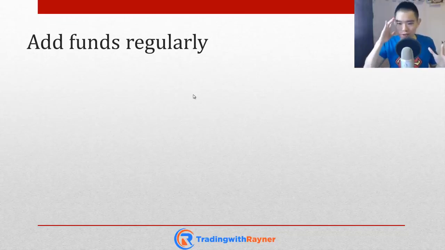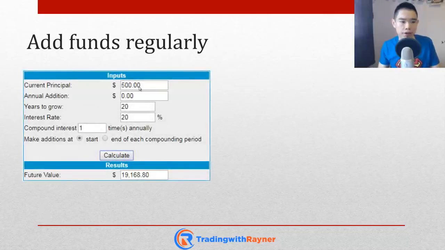Don't try to have the goal or even the wish or the hope of taking that small account and ramp it up to 6 or 7 figures just like that. Let me explain why. Let's say, for example, you have a $500 trading account, and let's say you grow it for 20 years with a return of 20% each year. At the end of 20 years, that is about $19,000.